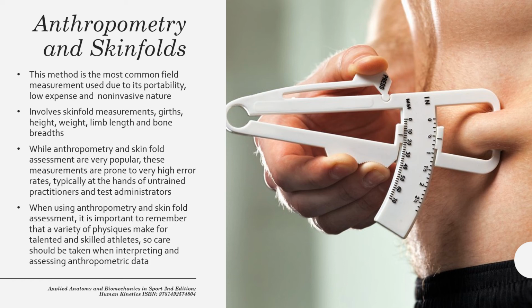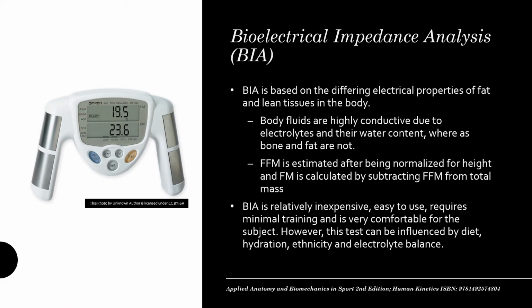But basically, when we're doing this, it's also important to remember that the variety of physiques is going to make for differences in talented and skilled athletes. So when you're taking these assessments and you find that somebody may have a larger body, or let's say a larger waist circumference, you don't want to place judgment on that. It is just a collection of data that gives us information about their potential performance. So always take some care when assessing this data, because you could also be dealing with researcher error.